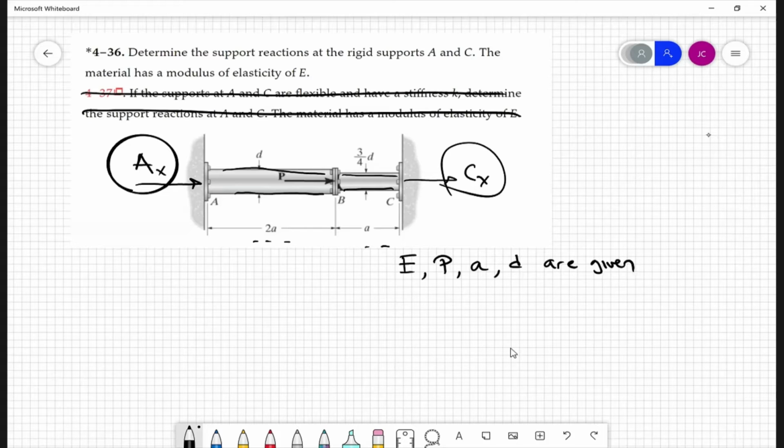The approach is still going to be the same. You're going to have an equation of equilibrium, AX plus P plus CX equals 0, but you're also going to have the compatibility condition that the elongation of point A relative to C equals 0.